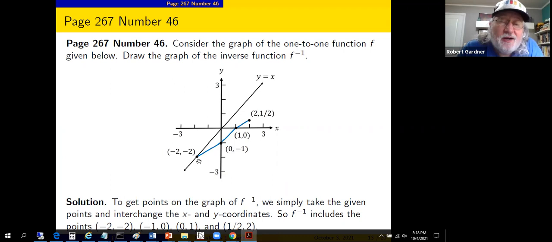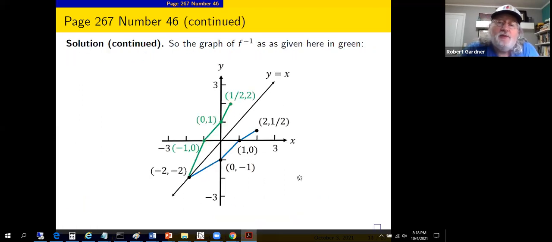Oh yeah, we were just talking about that. It'll be the same point. The point 0, -1 on the graph of f will lead us to the point -1, 0 on the inverse function. 1, 0 on the function leads us to the point 0, 1 on the inverse function. 2, 1/2 will lead us to the point 1/2, 2 on the inverse function.